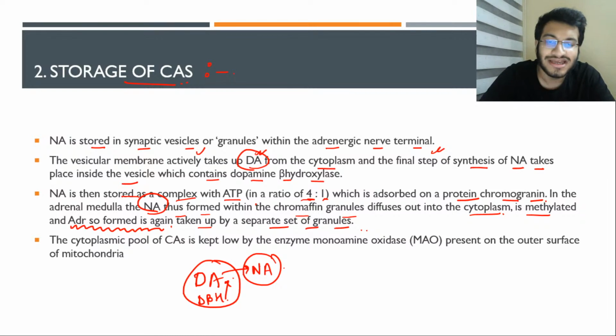But specifically in adrenal medulla, that dopamine is converted to noradrenaline. So with the help of chromaffin granules, they diffuse out to the cytoplasm and there the methylation takes place. So the noradrenaline in the adrenal medulla is methylated in the cytoplasm to form adrenaline, and this adrenaline is only formed in the adrenal medulla, right?